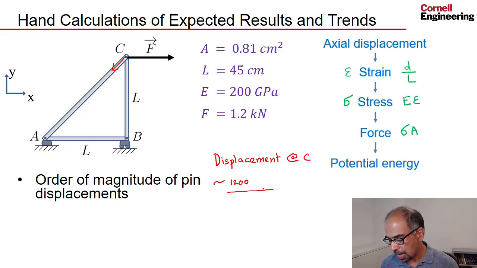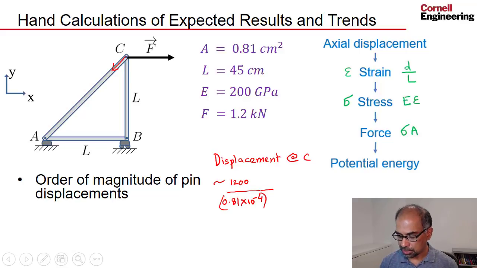And then I have to divide that by the area. So if I take the force and divide it by the area, I'll get the stress, and the area is 0.81 centimeters squared. So I'll multiply that by 10 to the power of minus 4 to convert it to meters squared. Now I have the stress, and if I divide that by the Young's modulus, I will get the strain. The Young's modulus is 200 gigapascals, so 10 to the power of 9 in pascals. I'm calculating everything in SI units. And that gives me the strain, and then if I multiply the strain by L, I will get the displacement.